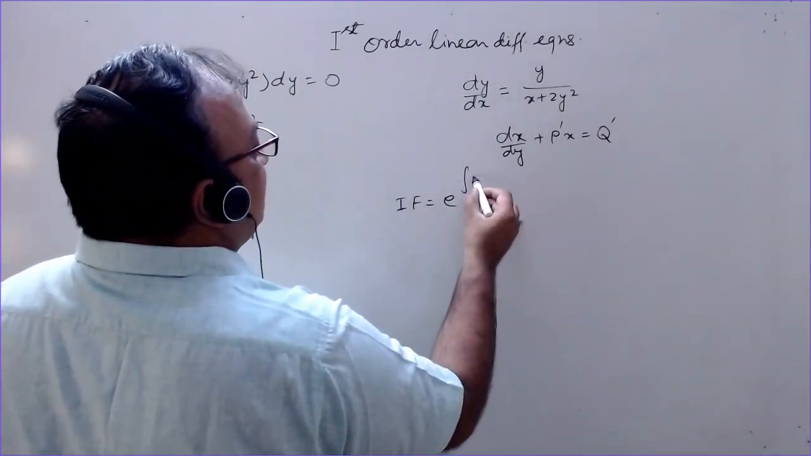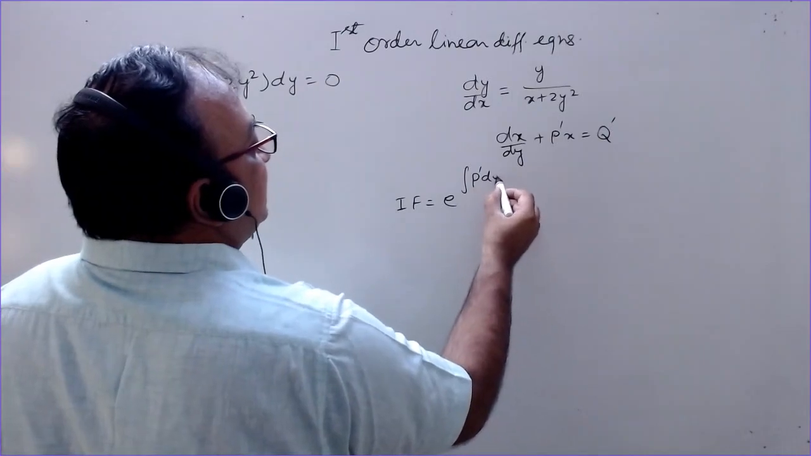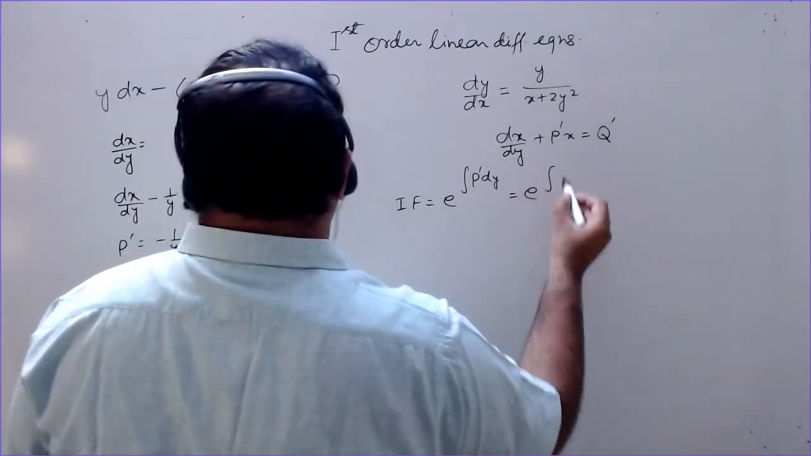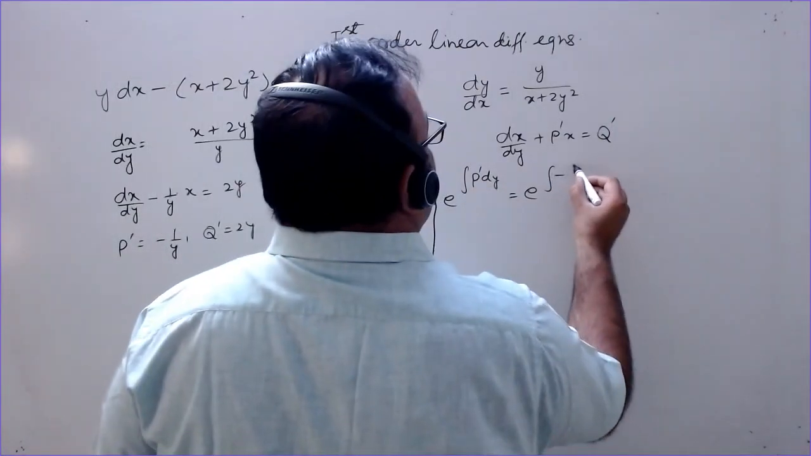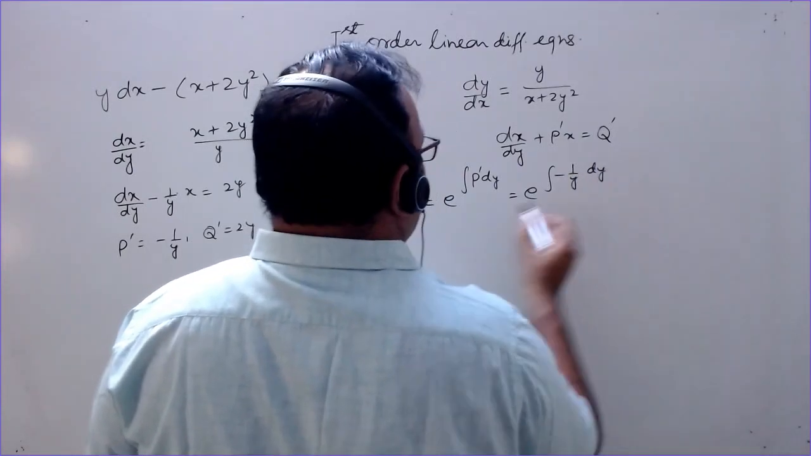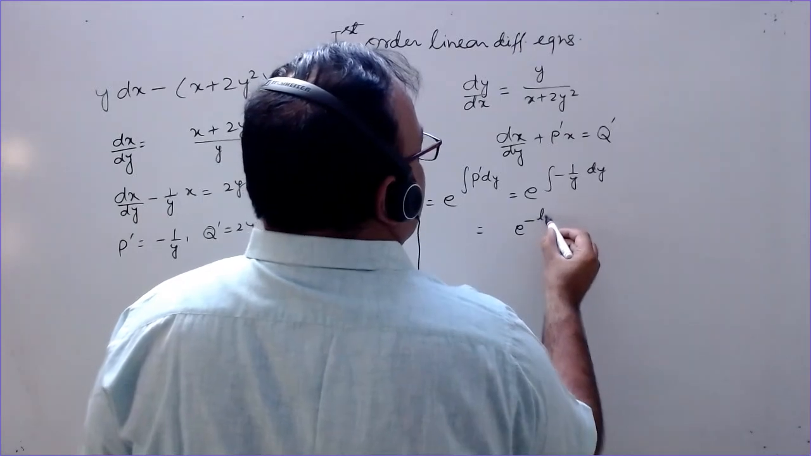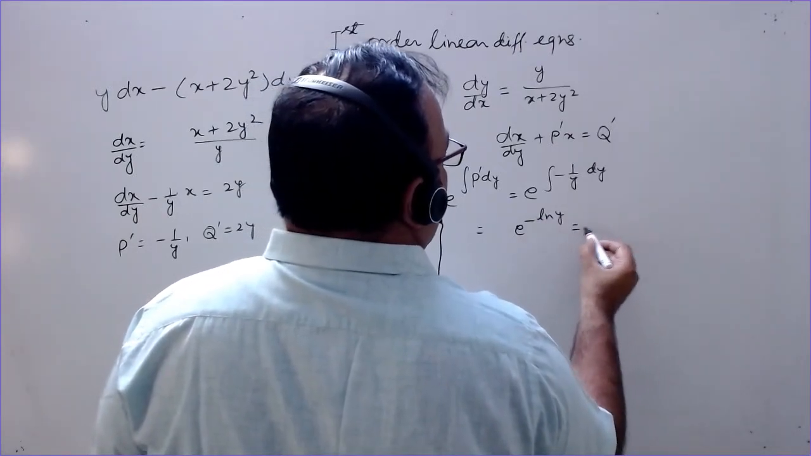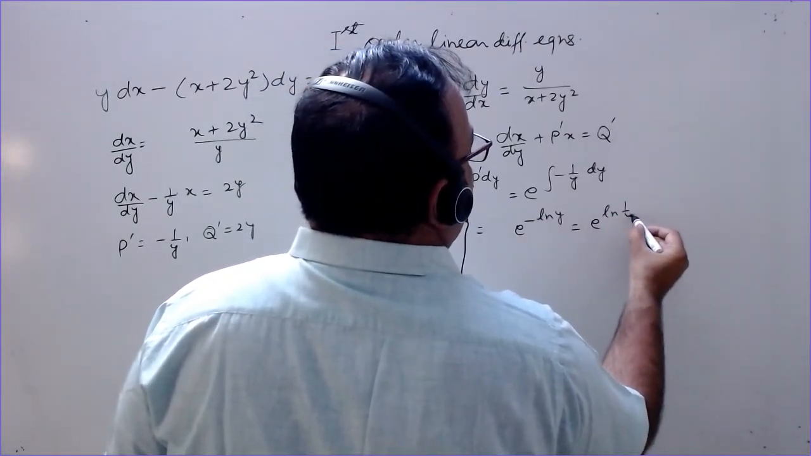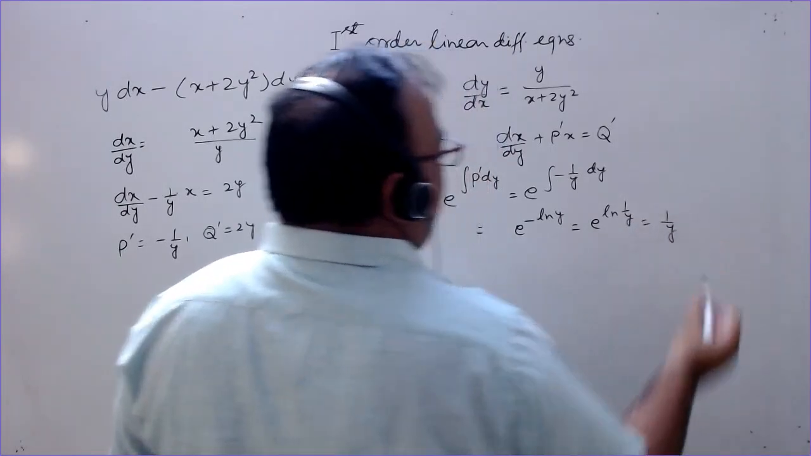So the integrating factor is exponential integral p dash dy, e to the power integral of minus 1 upon y dy, this is e to the power minus log y, or e to the power log of 1 over y. So this is 1 over y.